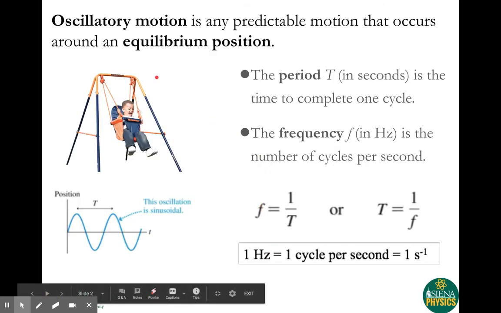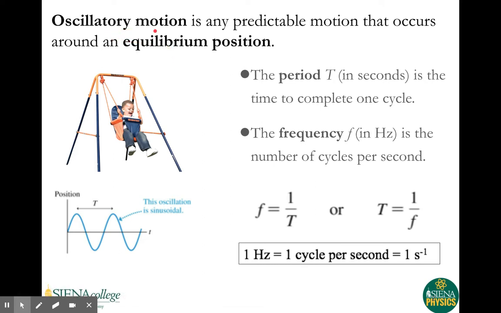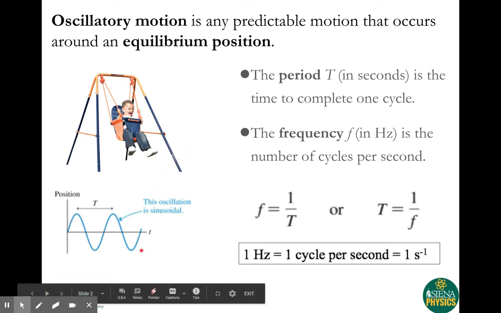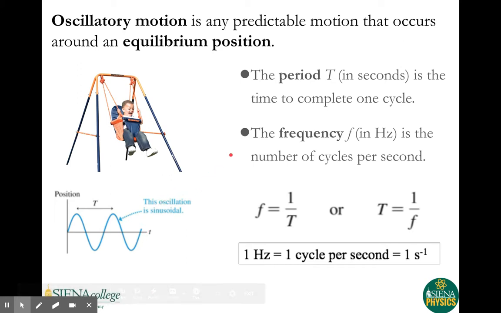Okay, so just to start with the basics, oscillatory motion is anything that's happening on a predictable, repeated motion that occurs around an equilibrium position. So it could be somebody on a swing. A position, if it's sinusoidal, position versus time would look something like this. And like I said, a mass on a spring is a good example of that.